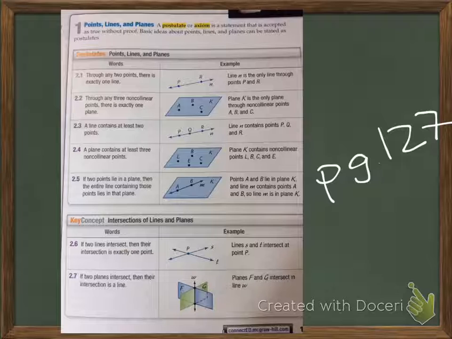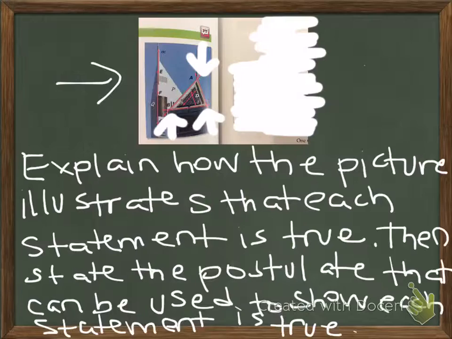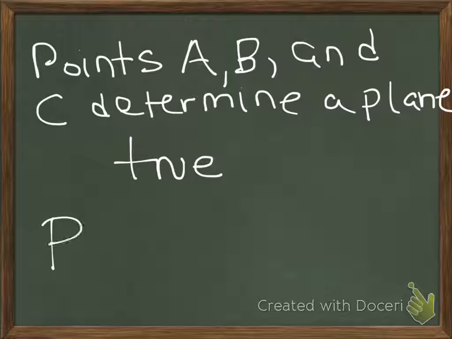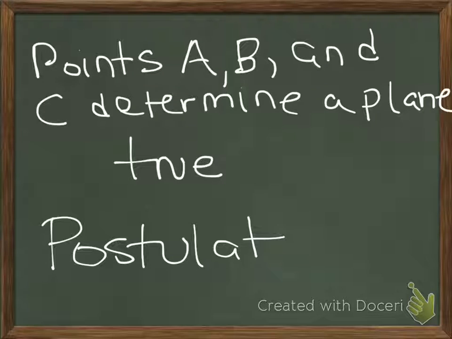A plane contains at least 3 non-collinear points. I would say that probably would work. Or through any, okay, I would say 2.2 would have to be the best one there, because through any 3 non-collinear points there is exactly one plane. Well, they give us 3 non-collinear points and they say that they determine a plane. So 2.2 would be more accurate than 2.4, because with 2.4, it already is established that it's a plane, not that we're forming or determining a plane. So postulate 2.2 would be my explanation.